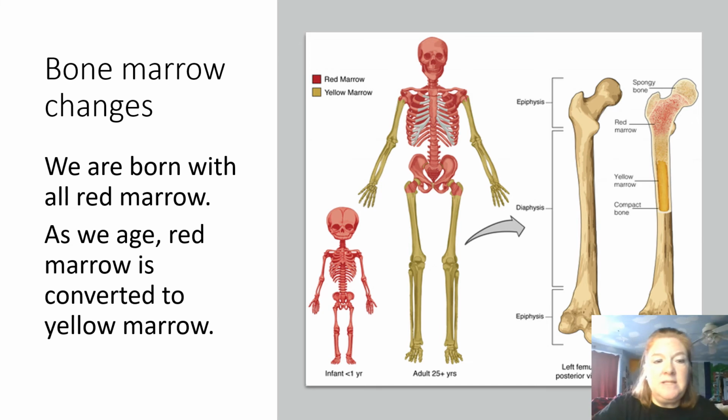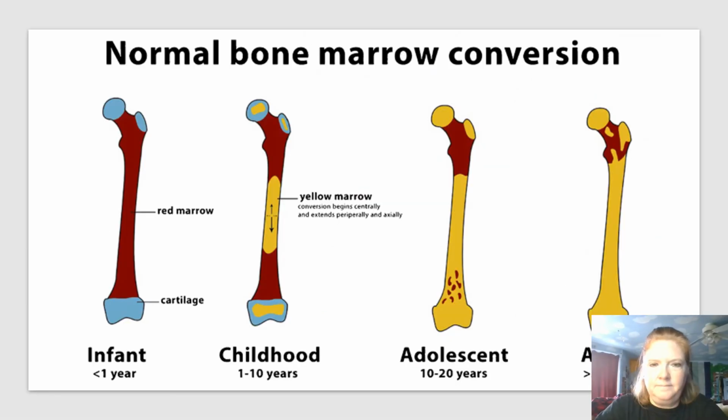But here's something that's interesting. Bone marrow changes. We're born with all red marrow. As we age, the red marrow is converted to yellow. Okay, so here you can see from infancy through adulthood, we convert our red marrow over time to primarily yellow marrow, storage of fat. If you think about it, it makes sense. In your first year, you will triple in size. That's going to mean creating a lot of new blood formed elements like red blood cells, white blood cells, and platelets, so we need it.